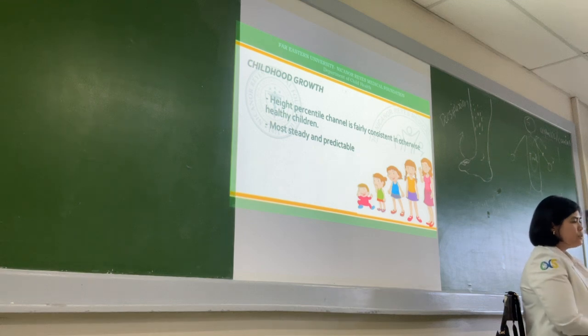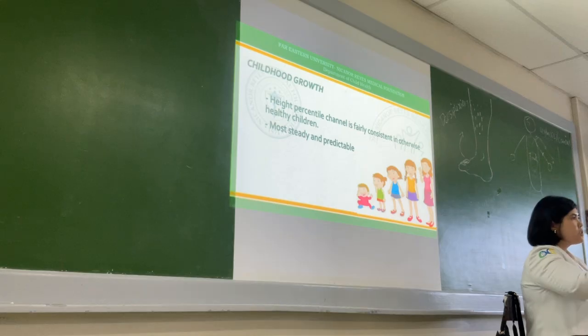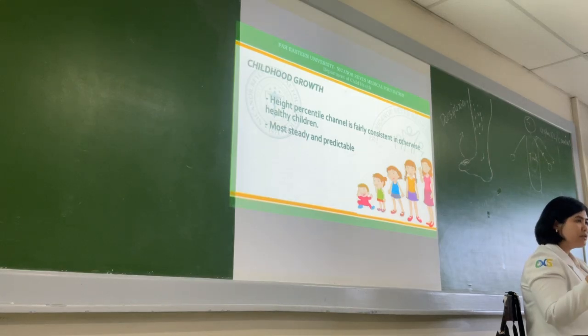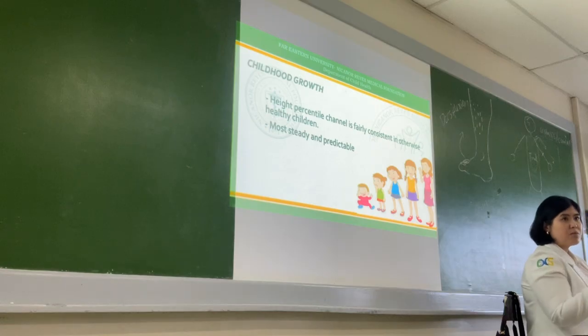So during the childhood phase, it is the most steady and predictable time. So the first 2 phases, fetal and infantile, mabilis yung growth, but during the childhood phase, medyo nagsisteady na siya. Not much growth happens during this time. So it's fairly consistent for most healthy children.